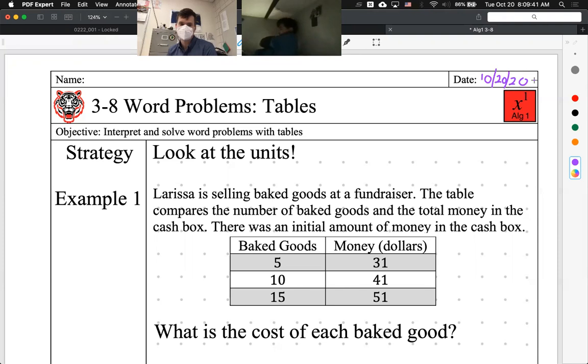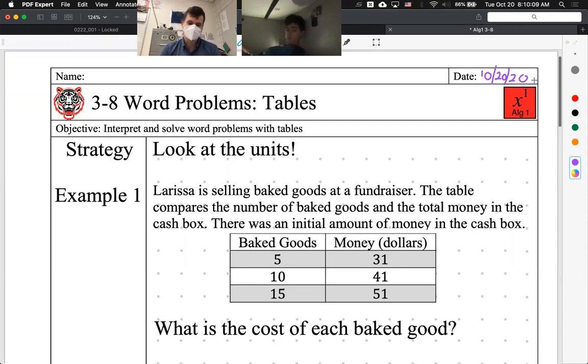Example: Larissa is selling baked goods at a fundraiser. The table compares the number of baked goods and the total money in the cash box. There was an initial amount of money in the cash box. There it is, and we have that table. This is like a problem if you've ever gone to a fundraiser. We might not be able to go because of COVID, but every year we have some sort of fundraiser where we have money in the cash box.